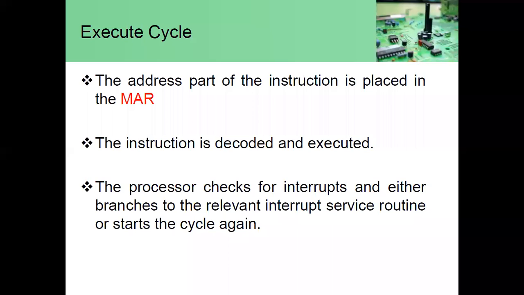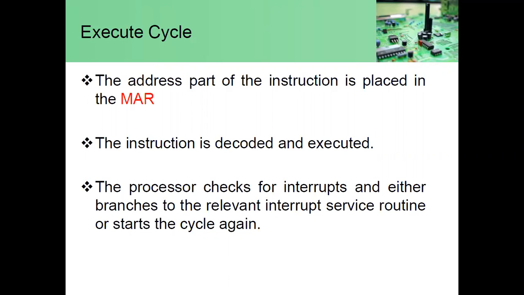Then there is a second cycle called the execute cycle. The address part of the instruction is placed in the MAR. Then the instruction is decoded and executed. Here the most important part is decoding the instruction. Decoding means what kind of operation I'm going to perform and what kind of data is there. That happens in the decoding part. Then the processor checks for interrupts. We have seen the interrupts also.